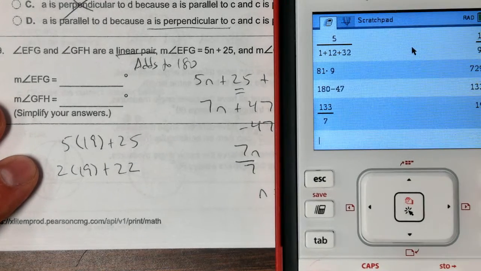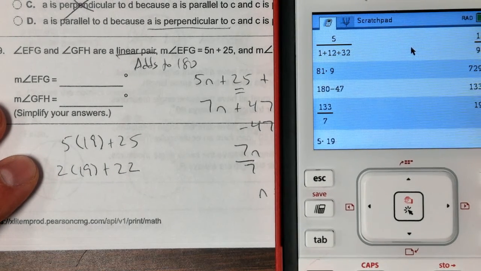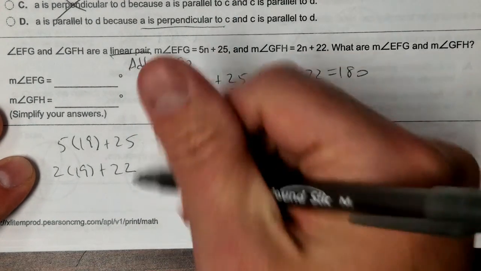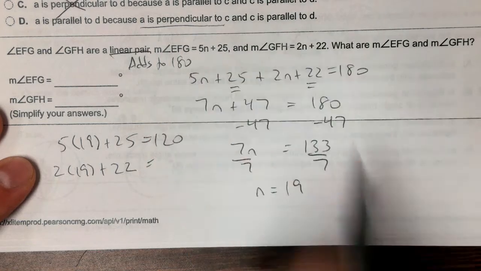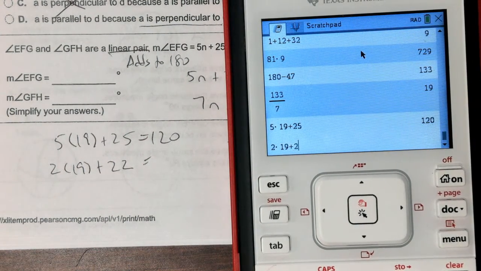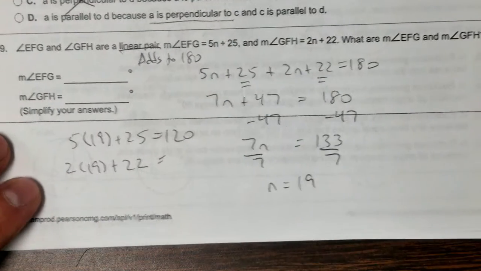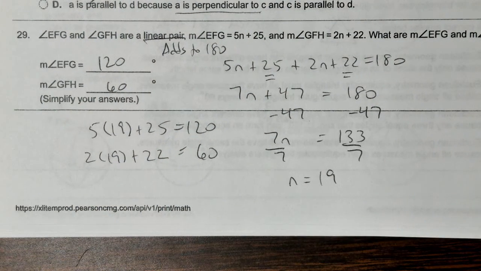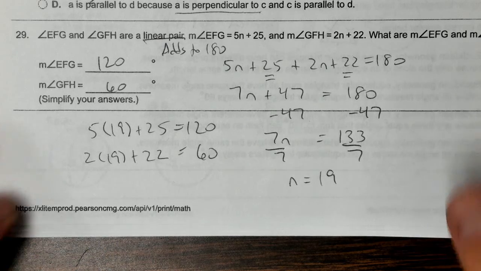So 5 times 19 plus 25 is 120. So you'd probably guess the other is 60. 2 times 19 plus 22 is 60. So you get 120 and 60. Any questions? Okay.